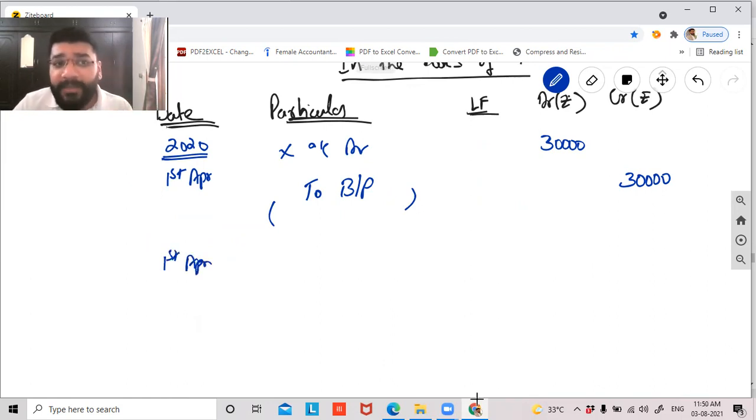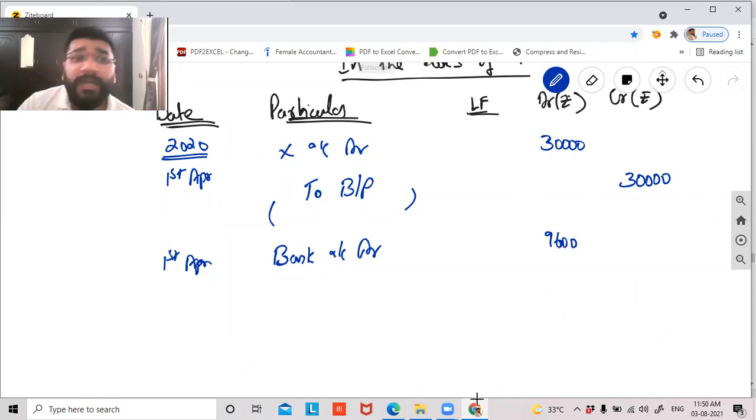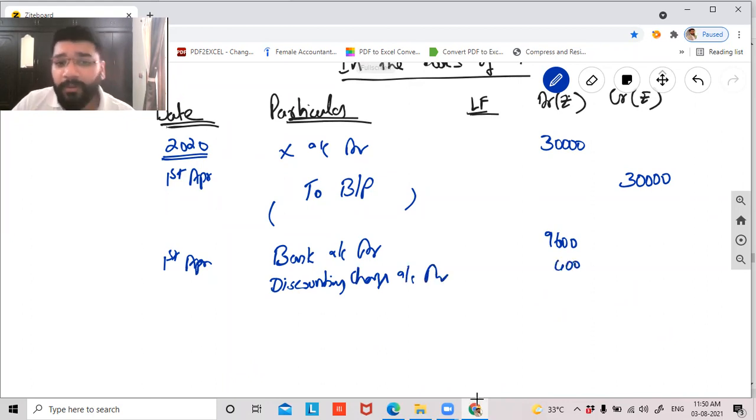So discounting is happening on 1st April itself. In this, what is happening, guys? Money is coming in for Y. So bank account debit. How much money is coming in, guys? 9,600. And the proportionate discounting charges which Y has to bear also have to be recorded, which is 400. So discounting charges account debit 400. Tell me one thing, guys.